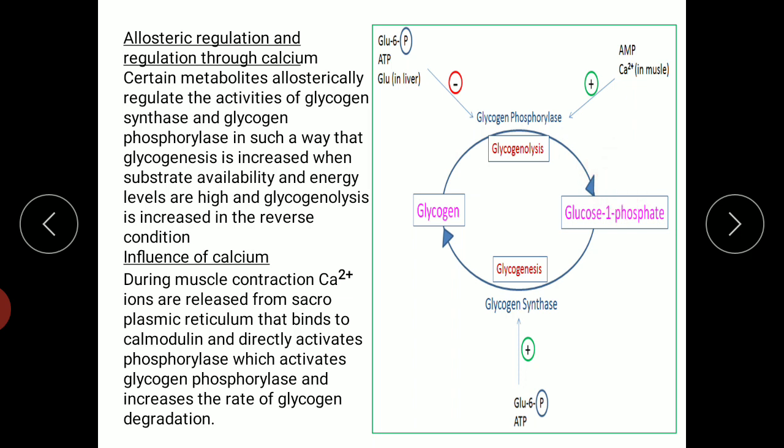We have already discussed calcium here. Influence of calcium. Calcium released during muscle contraction will directly bind with the calmodulin protein that will activate glycogen phosphorylase.